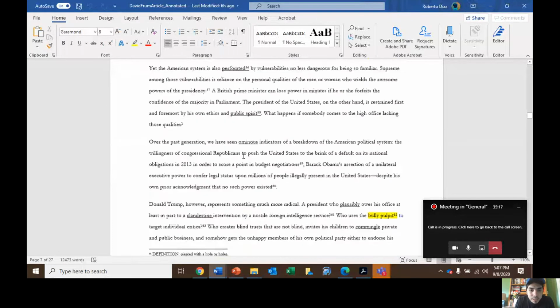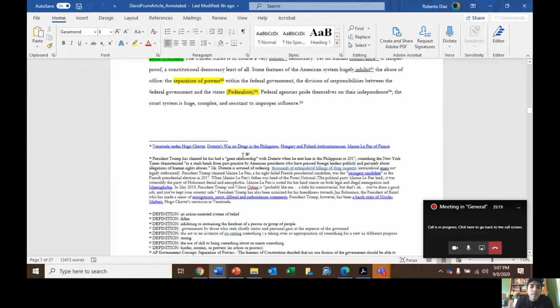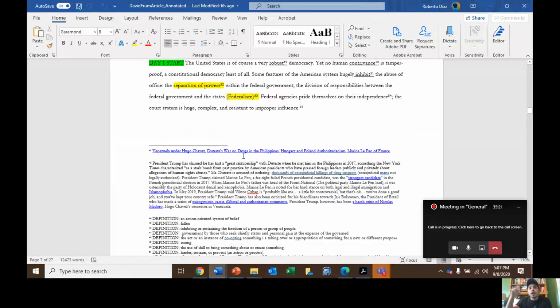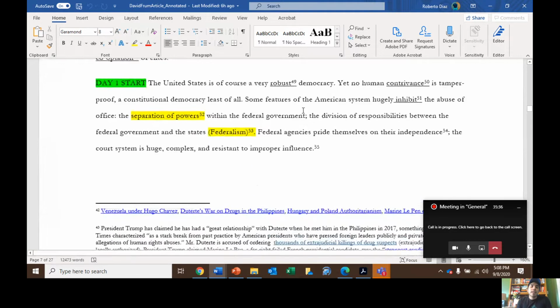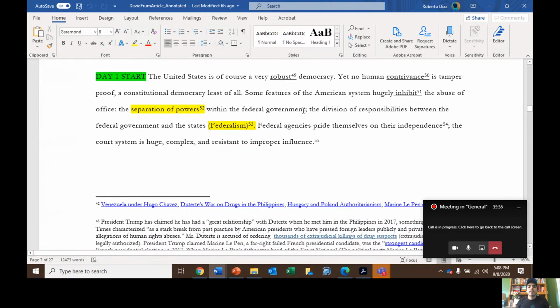So I'm going to go ahead and read the excerpt that I'm going to have you read. If you want to skip ahead, there will be a timestamp where I can continue on the practice later. But I wanted to read it because I wanted to ground us in Frum's argument and help you piece together what Frum's argument is. So he starts off: The United States is, of course, a very robust democracy. Remember, you're reading page 7. You're not reading the whole thing.